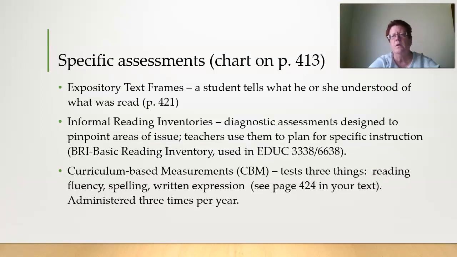On the chart on page 413, there are plenty of specific assessments. Some of these are really interesting to use in the classroom. Something like expository test frames. So in an expository test frame, a student tells what he or she understood of what was read. So think of this in terms of almost like a comic book. You could have kids draw what they understand and illustrate what they understand, or you could have them write what they understand in the frames.